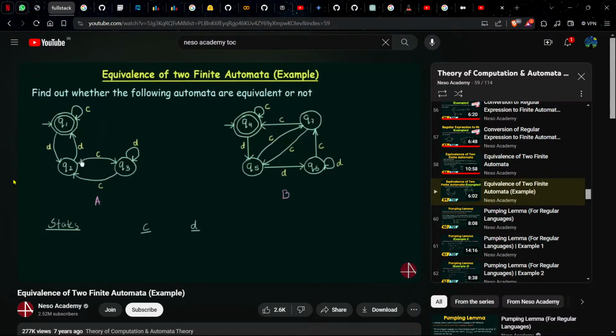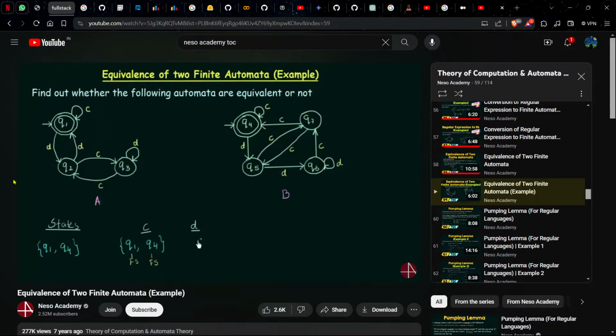So here the initial states are Q1, Q4. So let's make a pair of states Q1, Q4, and let's see where this state pair goes on getting input C and D. Q1 on input C goes to Q1 itself, and Q4 on input C goes to Q4 itself. So this is the pair of states that we get, and if you notice, Q1 and Q4 are both final states. So let me write final state. This is also final state. If you find that the pairs that we obtain are both final states, then they are equivalent. So far we are finding that these automata are equivalent. Okay, so let's see what happens on getting input D.